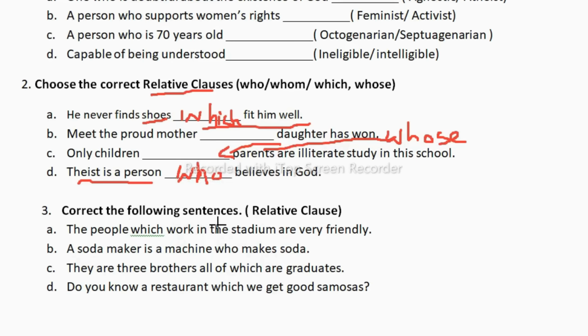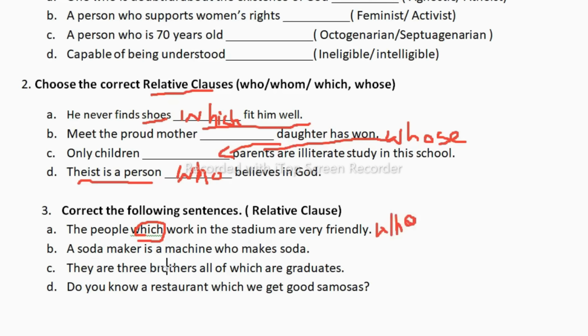Let's do this one. Correct the following sentences with the relative clauses. It means you have to see the error: "The people which work in the stadium are very friendly." Just now I said which we use with things and animals. With people we cannot take which. What should we use here? You need to rewrite the whole correct sentence in your answer booklet, not simply write which and then who: "The people who work in the stadium are very friendly." So you should write who here.